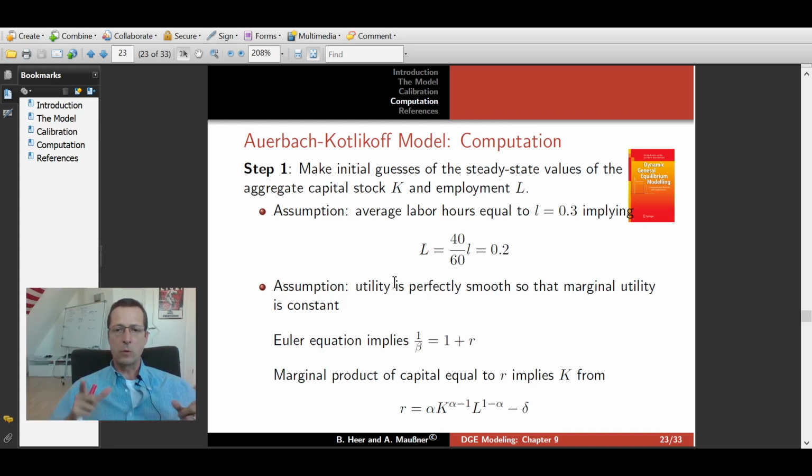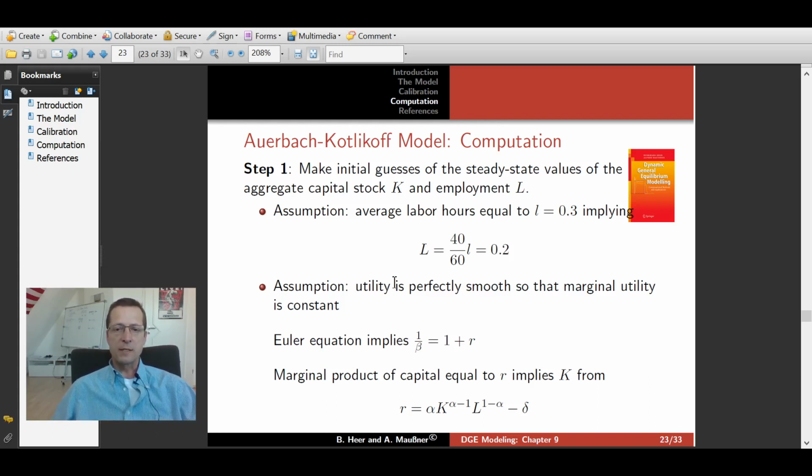We have 40 cohorts of workers, 60 cohorts in total. Each cohort is of equal size. This implies that our measure of workers is 40 over 60, or 2/3. Multiplied by the average labor supply of 0.3 implies that aggregate labor is 0.2. And as it will turn out, that's not a bad estimate of our final solution L, actually.